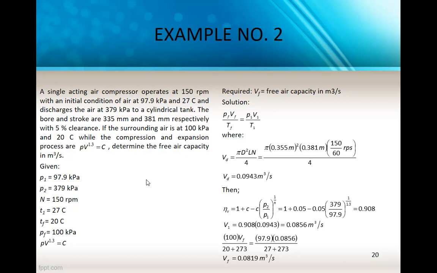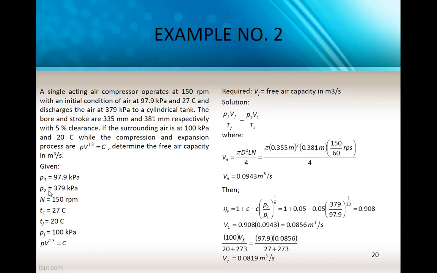So dito maintindihan nyo kung ano yung free air. Free air based dito sa atmospheric or surrounding air. Hindi sa inlet, kundi may isang reference point siya. Yung tawag na free air capacity. Hindi yung actual na ganito ang pressure, ganun ang labas ng air. Okay? So, ibig sabihin, reference point niya is para pare-parehas yung specification ng compressor mo. At any pressure, bibigyan niya is free air.